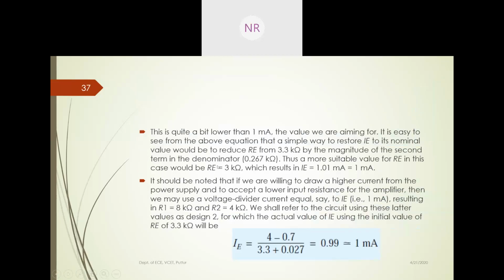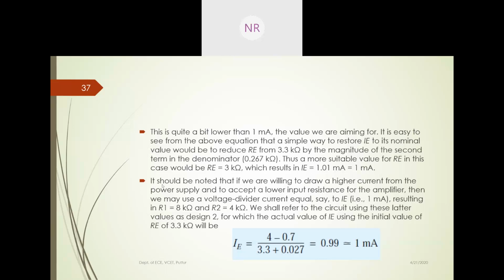This is quite a bit lower than 1 milliampere; we got 0.93 milliamperes, which is lower than the value we are aiming for. It is easy to see from the above equation that a simple way to restore IE to its nominal value would be to reduce RE. Now the RE value we have is 3.3K. If you reduce this value, then IE may increase to 1 milliampere. Suppose I take the RE value as 3 kilo ohm, then exactly IE equal to 1 milliampere we are going to get.